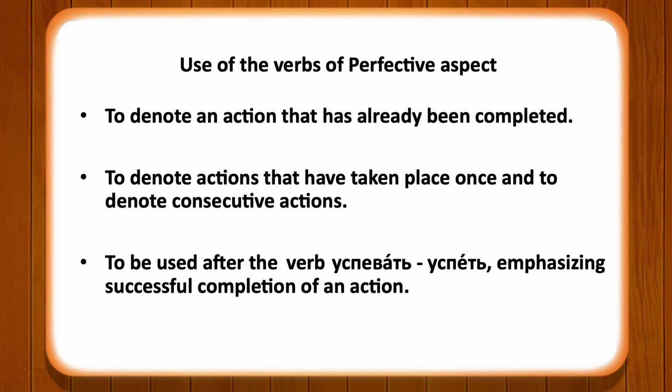Let us revise the use of the perfective aspect verbs. The perfective aspect can be used to denote an action that has already been completed. The perfective aspect verbs may also be used to denote actions that have taken place once, as well as actions which are consecutive. Perfective aspect verbs may also be used after verbs like успевать, успеть to emphasize successful completion of an action.